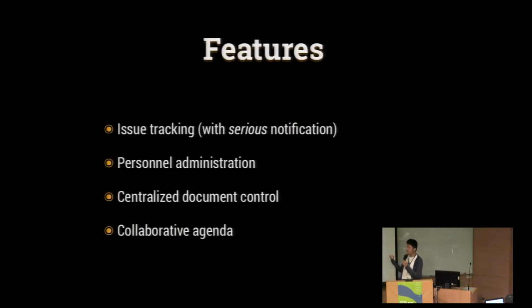So this is our primary feature in this project. We need to deploy a website with issue tracking and serious notification, because we have so much mail in our mailing list. We can't just send mail to tell you that you have issues undone, because that would just make more mail and you would probably easily ignore them.